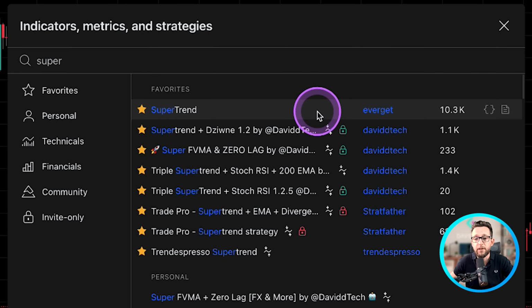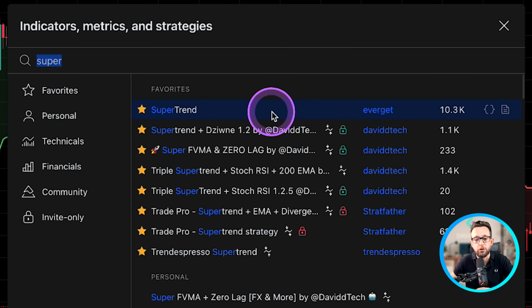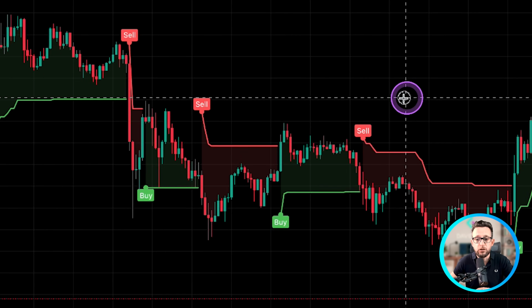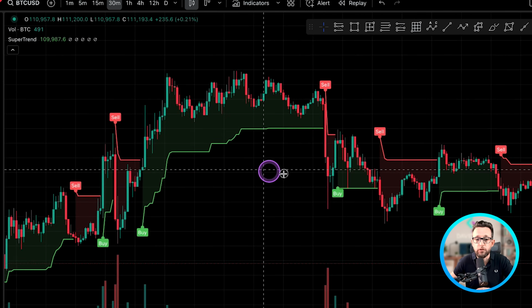The SuperTrend by Everget, it's this one here. It's free and open source. It's downloaded by 10,300 people. Deserves a lot more love, so go and download the SuperTrend, very powerful indicator. So the SuperTrend is going to give us our trend direction.